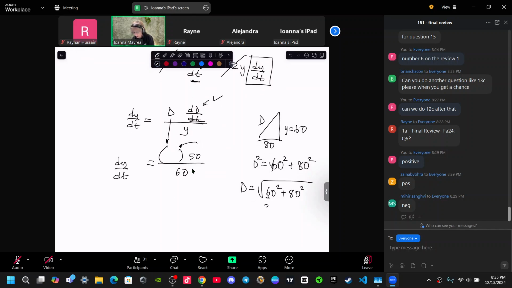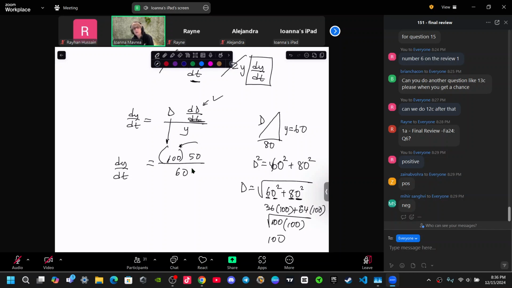Because you have 6 squared, which is 36, and 100. And then you have 8 squared, which is 64, and 10 squared, which is 100. So 100 times 36 plus 64, which is another 100. So it's 100.